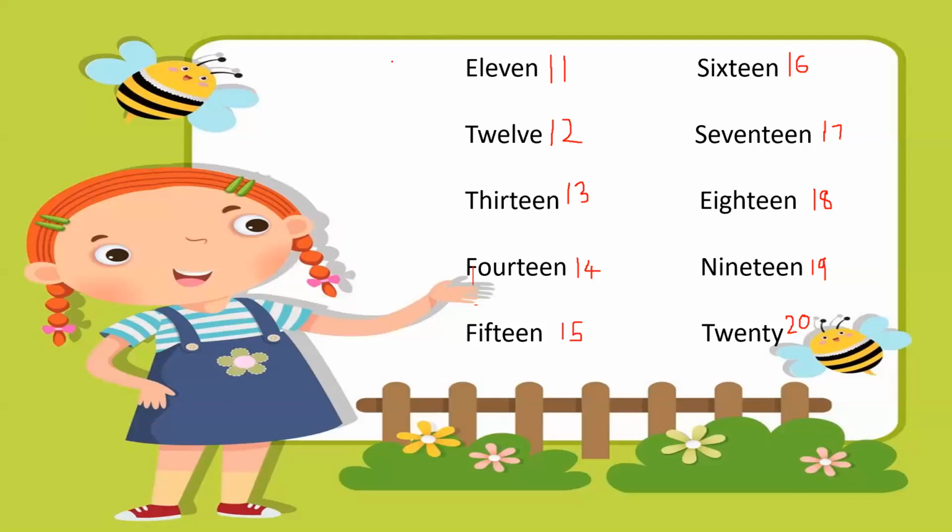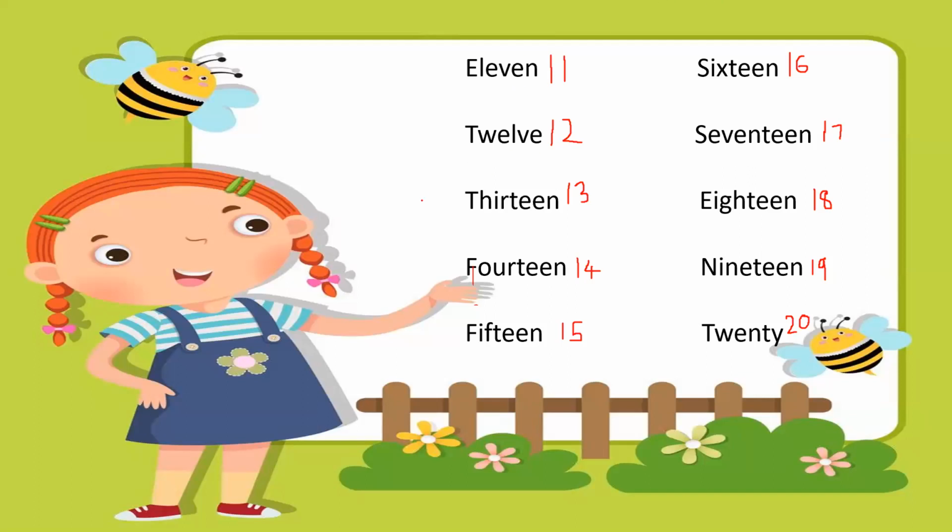Twenty, 20. Over 20. Now let's move ahead. So after 20, 21, 22, 23, 24, 25, 26, 27, 28, 29. So why am I telling these numbers? These number names you will write at your home. Okay. 21 to 29. Now see next numbers.